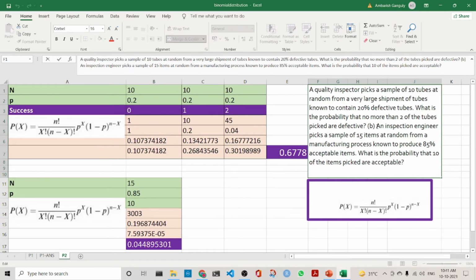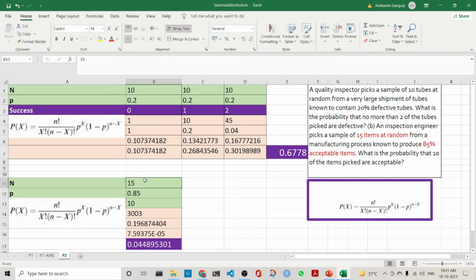Here it is: an inspection engineer picks a sample of 15 items at random from a manufacturing process known to produce 35% acceptable items. What is the probability that 10 of the items picked are acceptable? So here n, the number of trials, is 15, the probability of success is 0.85 and the number of successes is 10.